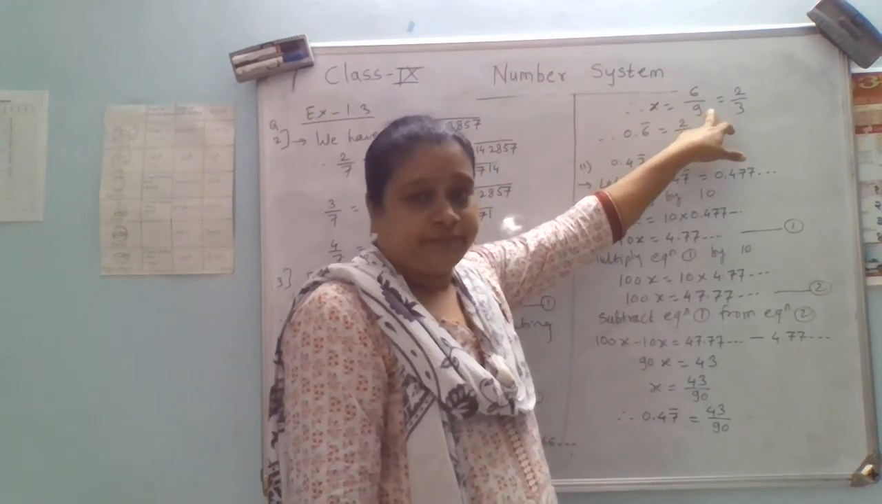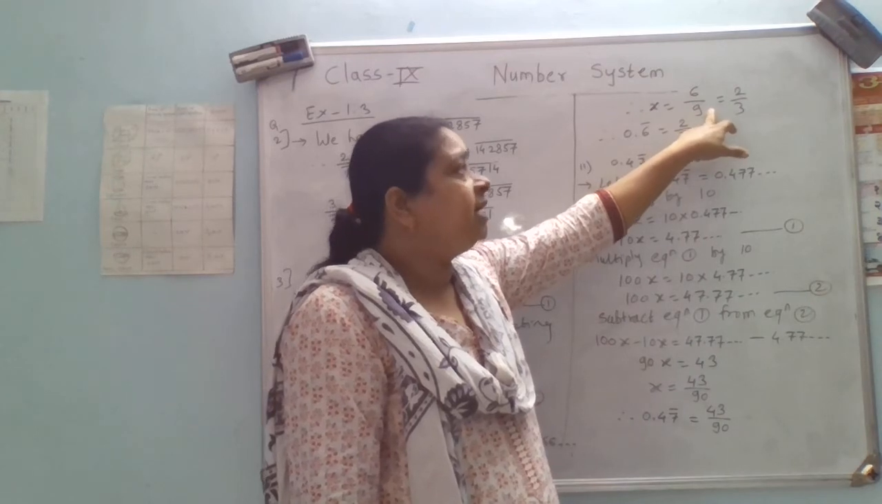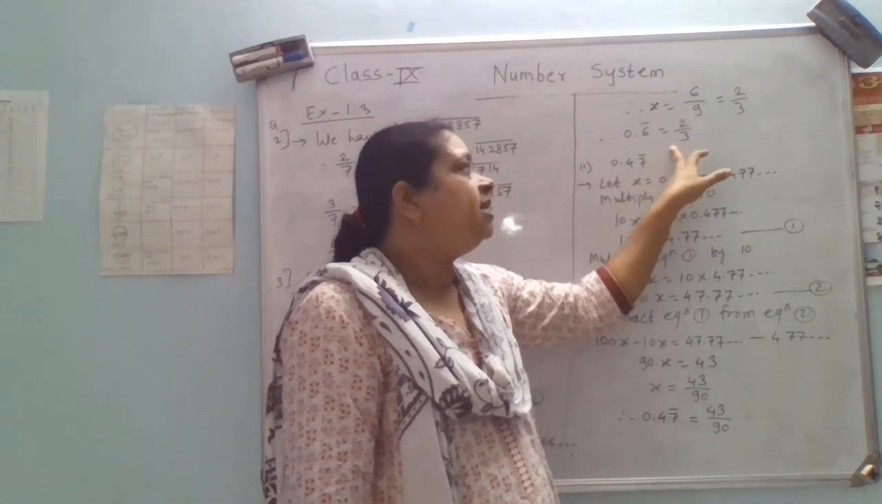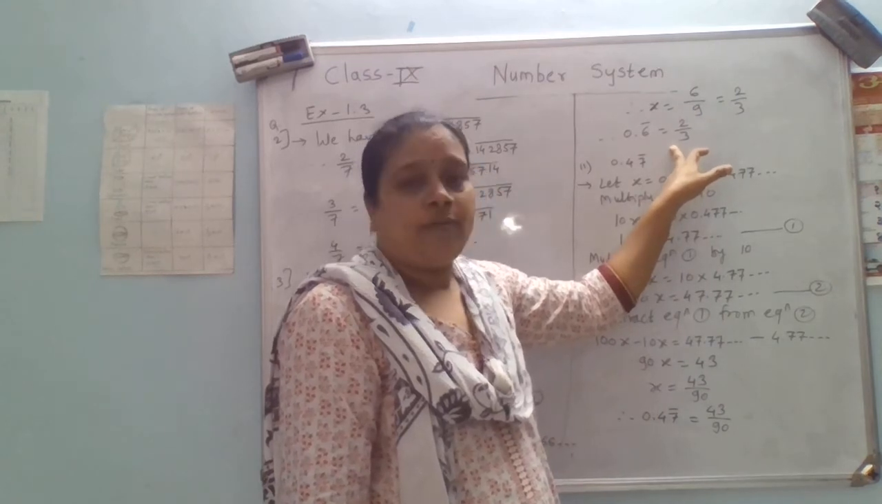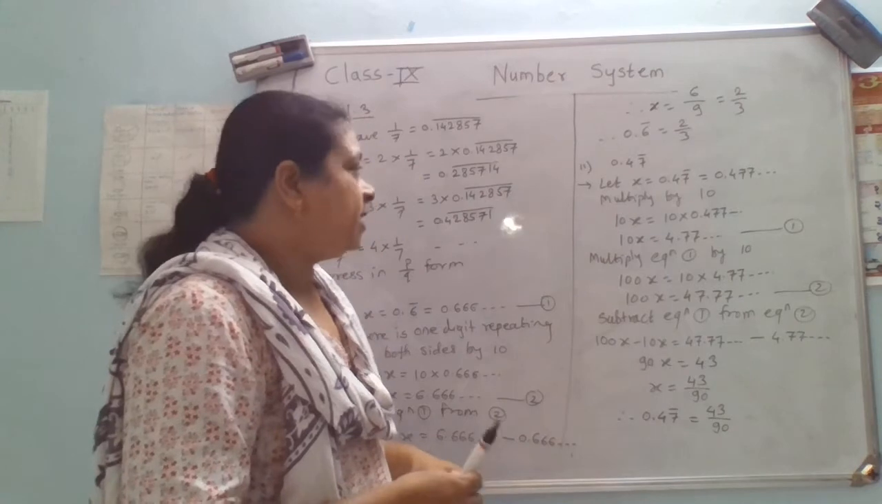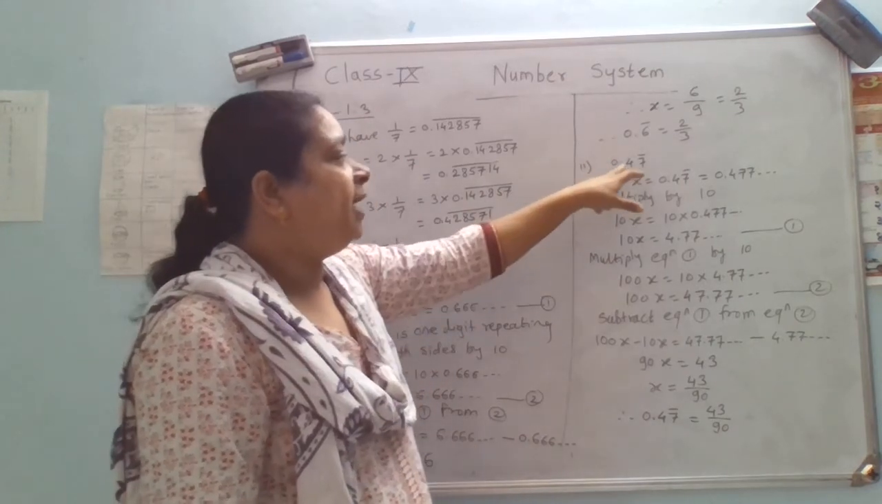After reducing, it comes to 2 by 3. 3 twos are 6, 3 threes are 9. Means the P by Q form of 0.6 repeating is 2 by 3. Okay. Then second question, 0.47 repeating.